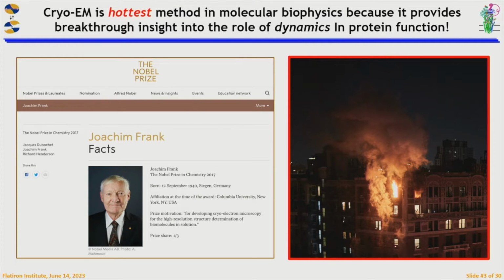Just around the time I got to sleep, my wife comes bounding into our bedroom yelling, "Joachim won the prize, Joachim won the prize," because that was the night before the next morning when Joachim's award of the Nobel Prize was announced. So this is the way I think of Cryo-EM, both because of this experience, but even more so because of what it enables us to learn about proteins.